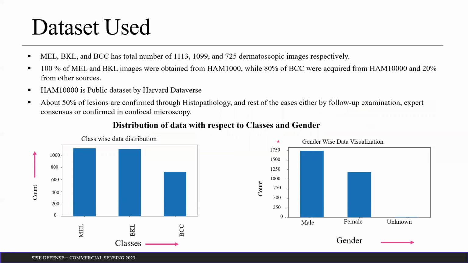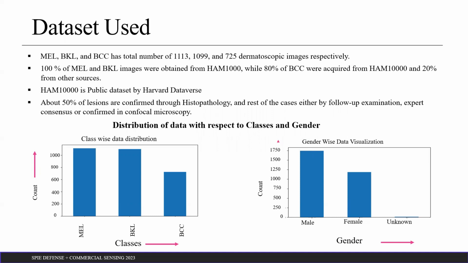From there we are directly taking the malignant and BKL classes. But for the BCC, we are taking 80% of the data from HAM10000, and for the other 20% we are using other sources. For the labeling of this dataset, the Harvard Dataverse HAM10000 dataset, they took experts from hospitals who are very experienced in this field. For confirmation, they also used histopathology and so on.